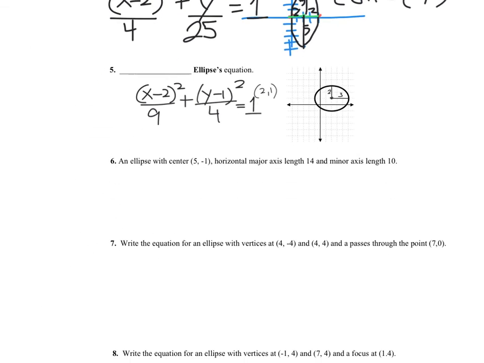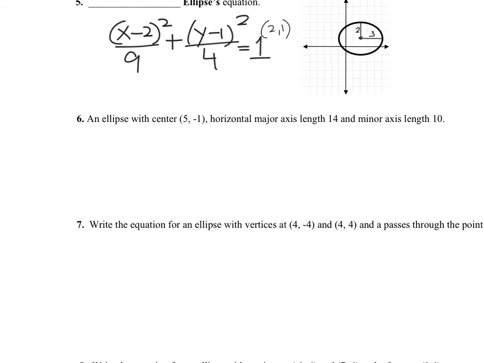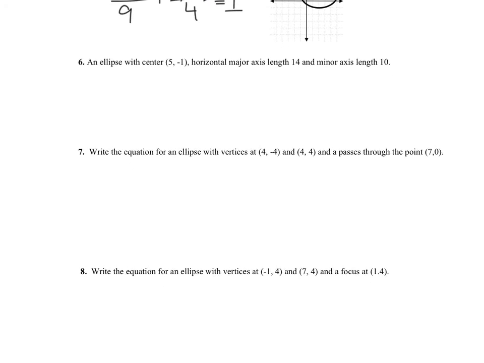Number 6. An ellipse with center, horizontal. I think you guys could figure that one out. That's really easy. Let's do a hard one. Let's do number 7 and then number 8.